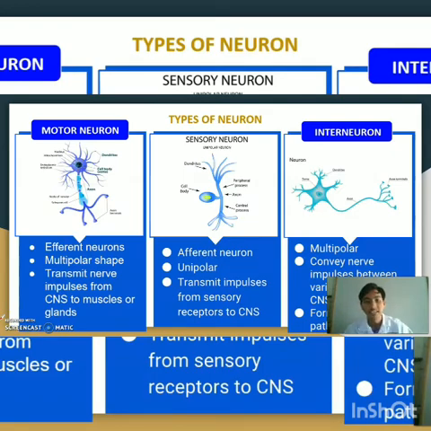There are three main types of neuron. The first one is the motor neuron. The motor neuron is an efferent neuron with a multipolar shape, and it transmits nerve impulses from the CNS to muscles or glands. Second, we have the sensory neuron, known as the afferent neuron. The afferent neuron is unipolar, and it transmits impulses from sensory receptors to the CNS. The third is the interneuron. The interneuron is a multipolar neuron that conveys nerve impulses between various parts of the CNS, forming complex pathways in the brain.